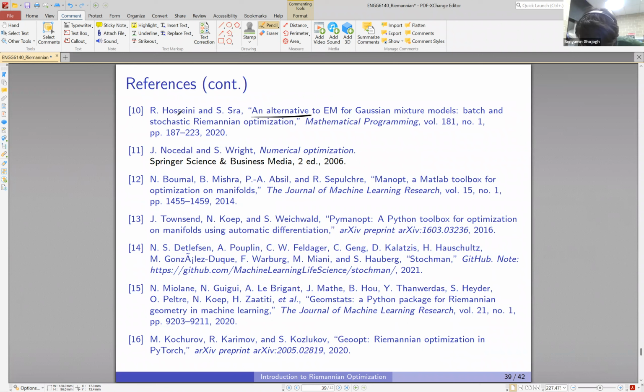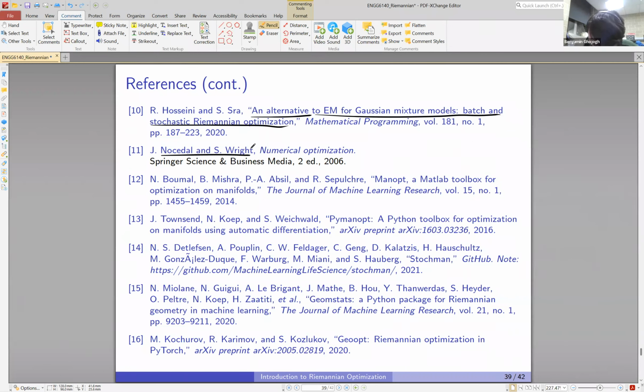The paper of Professor Reshad Hosseini and Professor Suvrit Sra, An Alternative to EM for Gaussian Mixture Models: Batch and Stochastic Riemannian Optimization. What is this? This paper has extended Euclidean LBFGS to Riemannian LBFGS. Also, they have proposed some method to solve Gaussian mixture models without expectation maximization using Riemannian optimization.